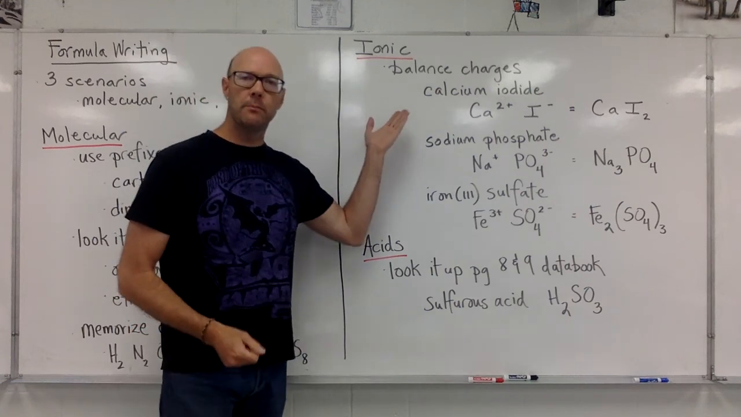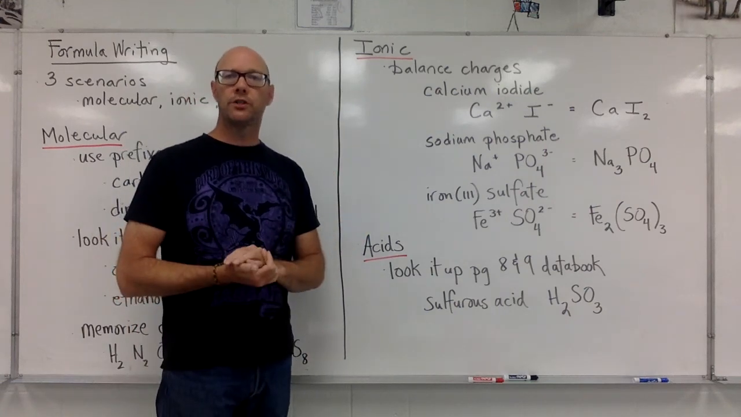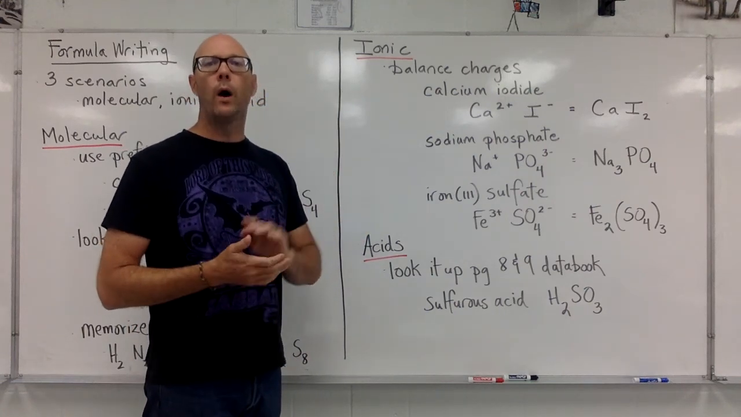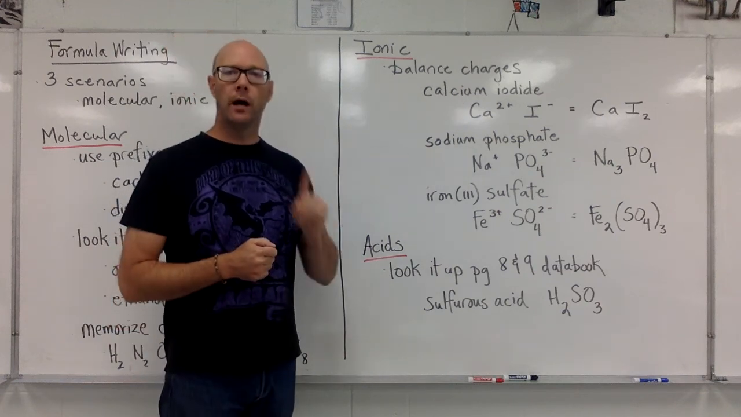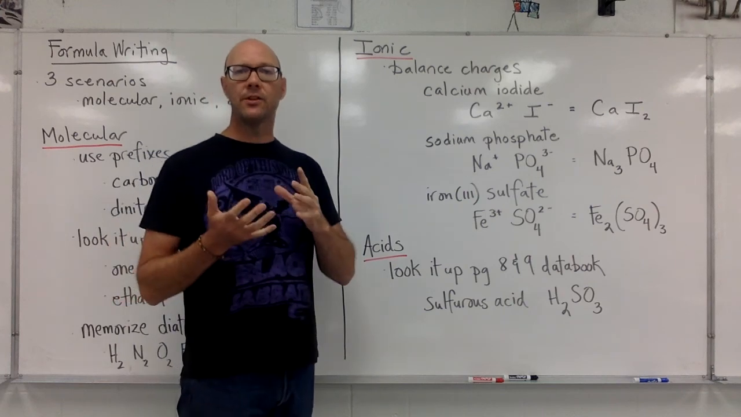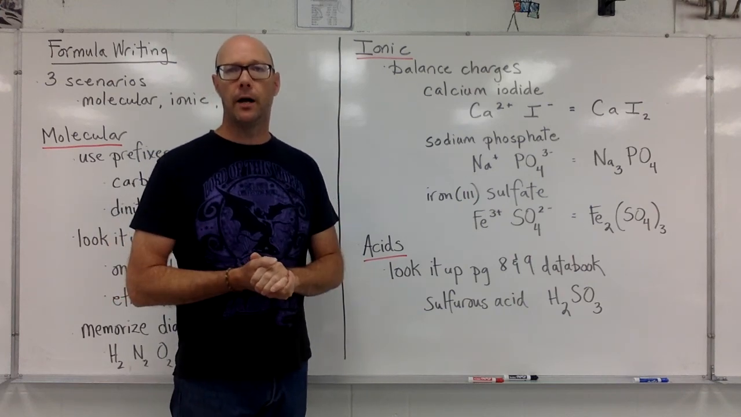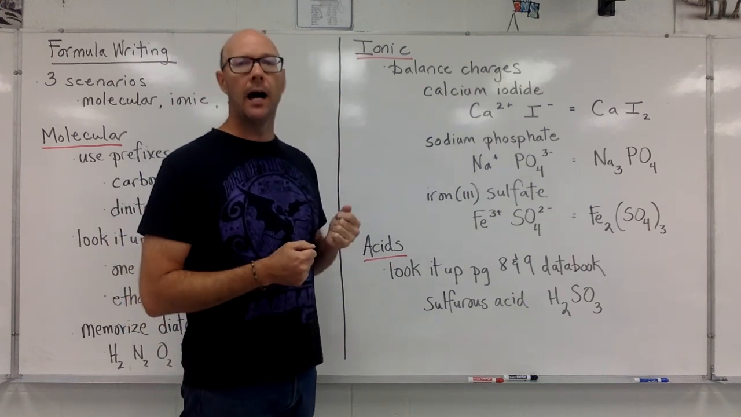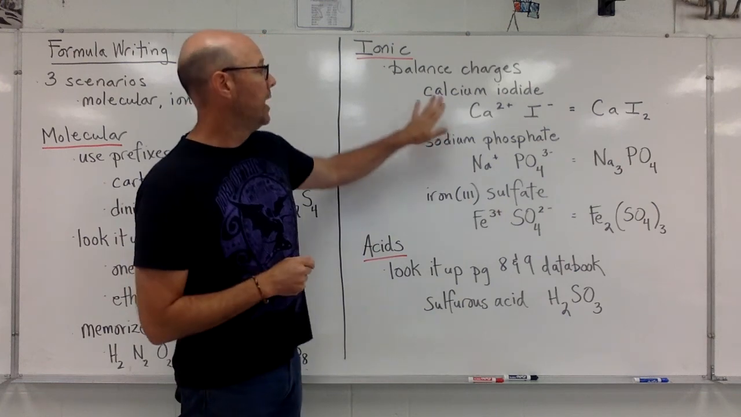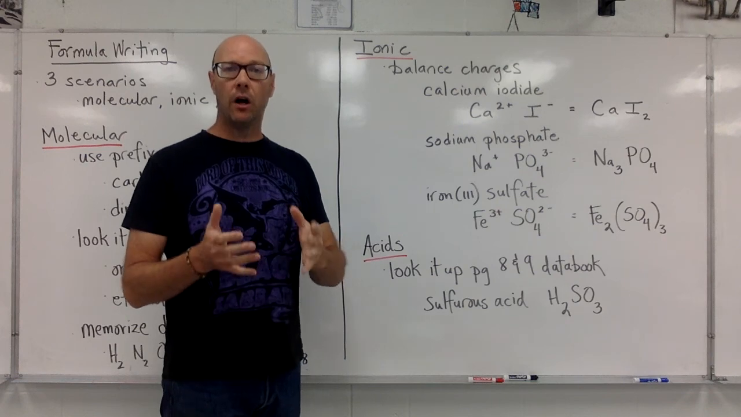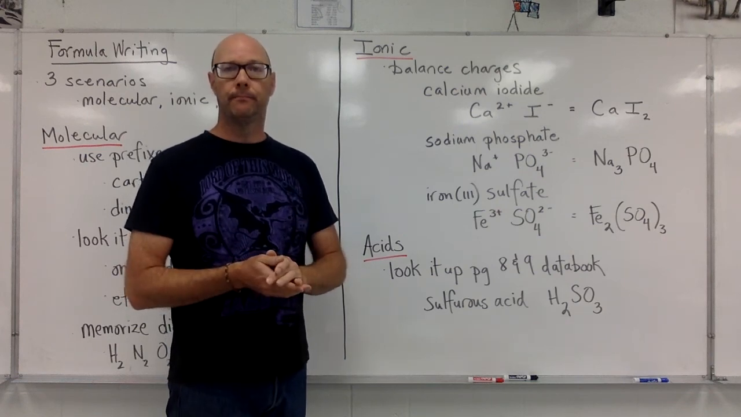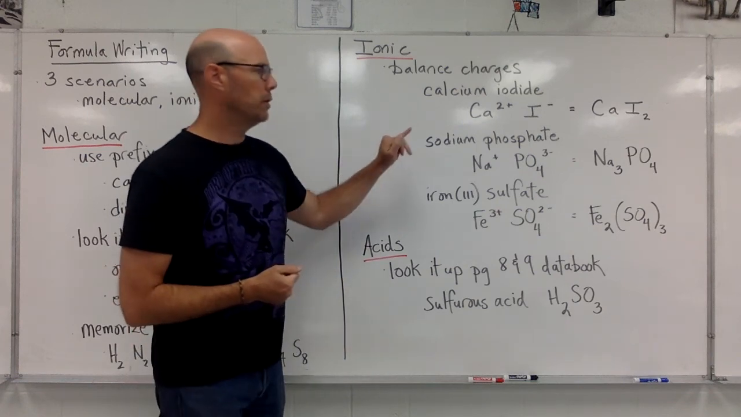If we find calcium, the data booklet tells us it's a 2 positive charge. Iodide, a 1 minus. 2 plus and a 1 minus, so we need 2 of the 1 minus charges to cancel off 1 calcium ion, which gives us CaI2. Notice that there's no prefixes ever going to be used for ionic compounds. It's all about charge.